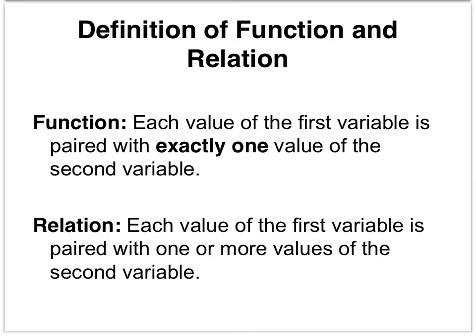A function, as you can see by that definition, is each value of the first variable is paired with exactly one value of the second variable, and that makes a function. And we have a couple examples on the next slide, but right away what I'm going to tell you is your social security number. That type of relationship is a function. For every person, there's one and only one social security number, unless it's illegal, of course, but there's only one social security number for that person.